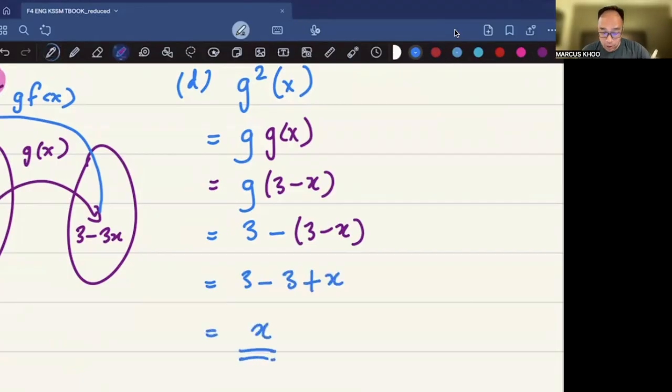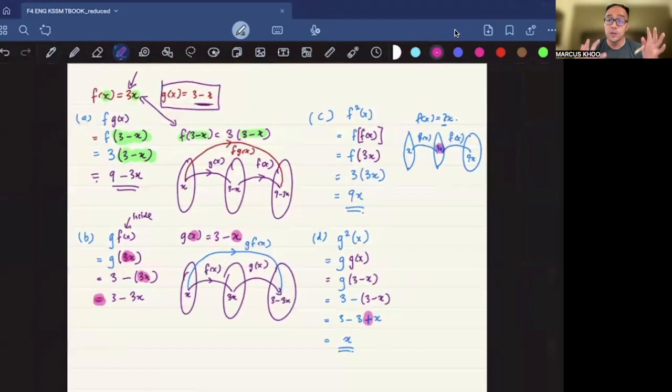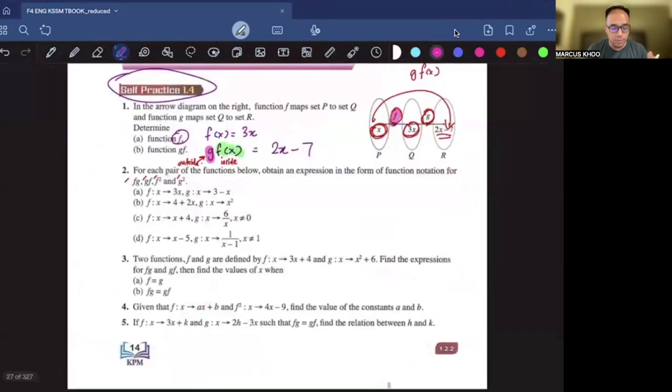I am not going to spend time explaining why this has become plus. I hope you know this at this point. You should know this at this point. So this is the first question. All 4 equations are solved. Next, question B. B is 4 plus 2x and x squared.